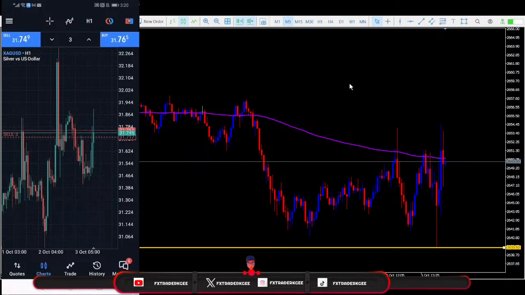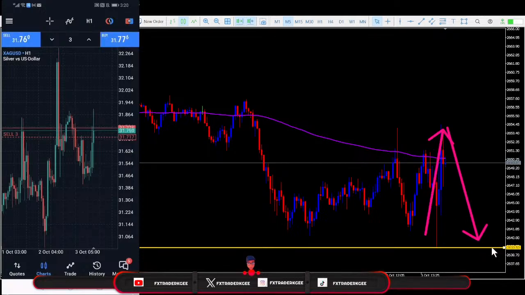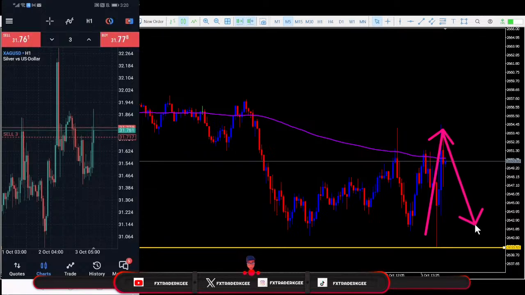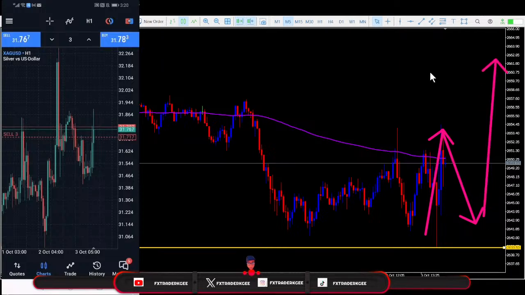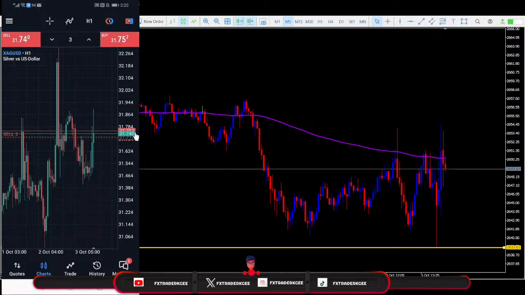I know what I can see. There's probability that if price comes back, makes a little pullback, then it might be possible for gold to shoot up a little bit. Anyway, that's not what we are here for.